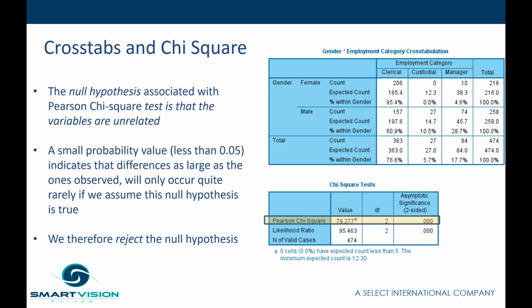our differences as large as the ones observed will only occur quite rarely if we're assuming that there's absolutely no relationship between gender and employment category. And we would therefore say there's not enough evidence to support that null hypothesis, and we would reject it. And I would do that.